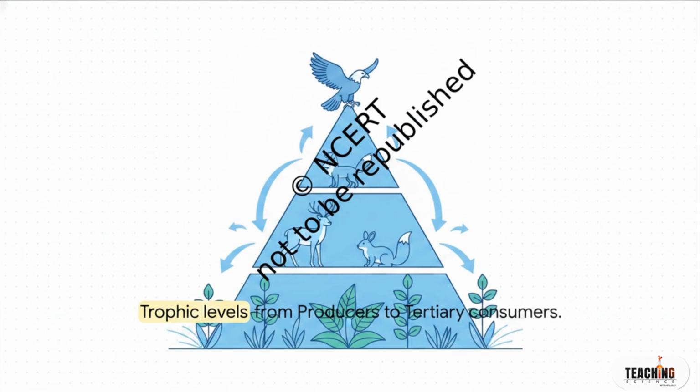Right above them are the heterotrophs, or consumers. You've got your primary consumers like herbivores at the second level, small carnivores at the third, and the larger tertiary consumers sitting right at the top.